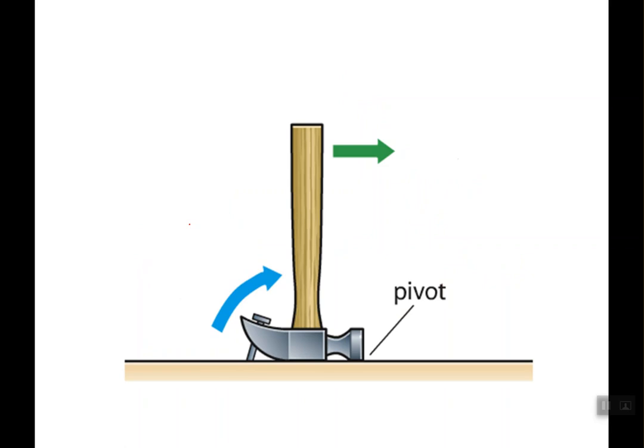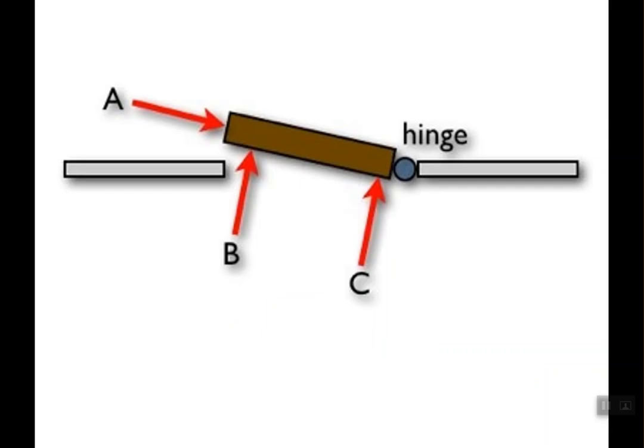Another example is a hammer. You have a pivot here about which this hammer can turn. If you apply a force here, you will cause a clockwise turning effect. I think the easiest example of a moment is a door. If you have a hinge here, which is the pivot, sometimes called the fulcrum as well, then if you apply a force in the right place, it can cause a turning effect.